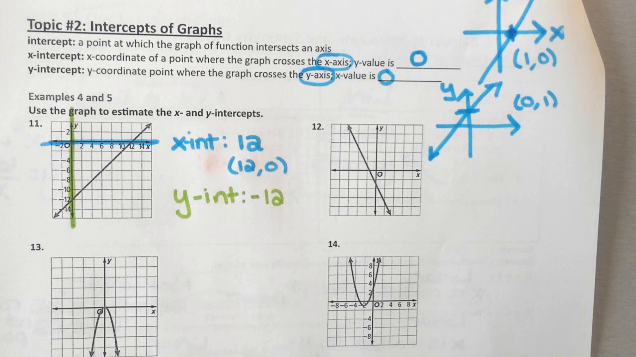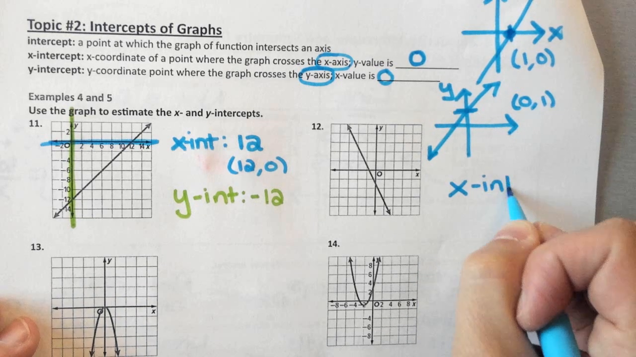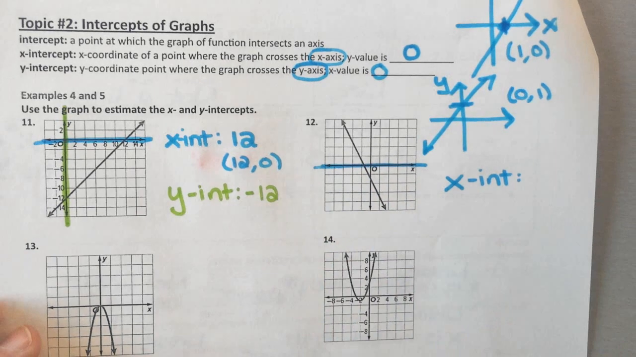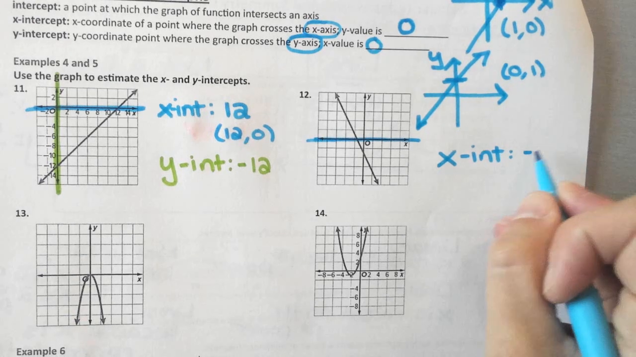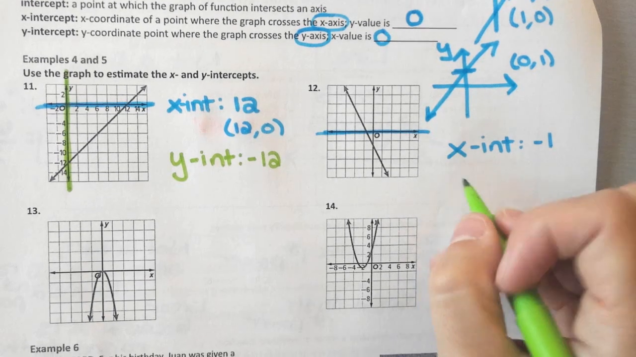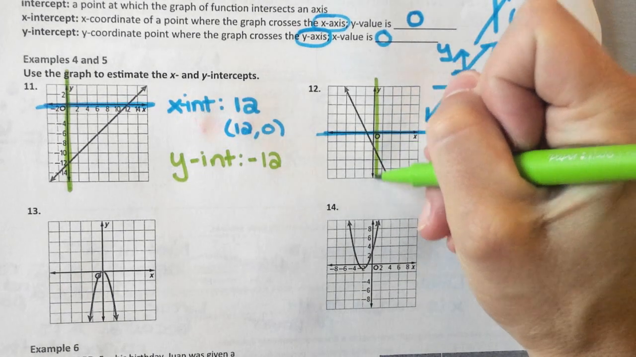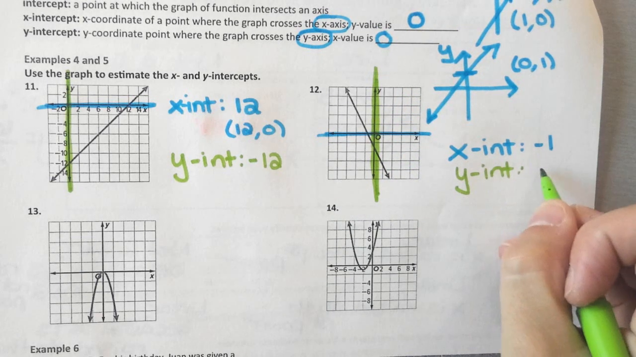All right, let's look at number 12. Let's go x-intercept first. And again, you can always assume we're counting by ones unless I tell you otherwise. So there's my x-axis. Where does it touch? Negative 1, agreed. So my x-intercept is negative 1. My y-intercept, there's my y-axis. Where does it hit the y-axis? Negative 2.